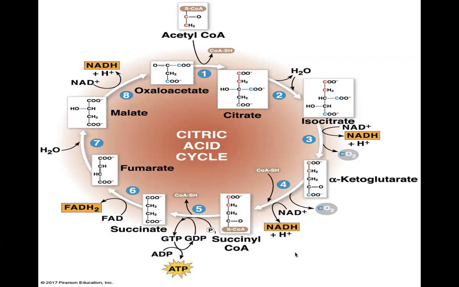Keep in mind that we have now regenerated oxaloacetate, so this cycle can continue. Also keep in mind that this cycle, represented here on this diagram, is illustrated for one acetyl-CoA molecule. If we started with a glucose molecule, we would have 2 pyruvates generated, which means we would have 2 acetyl-CoAs generated, which means that this cycle would occur twice.